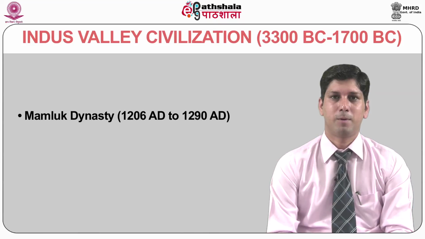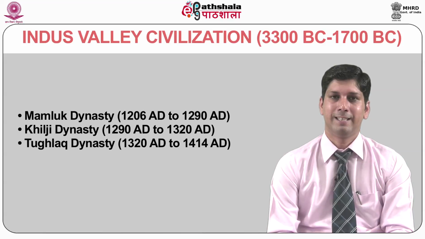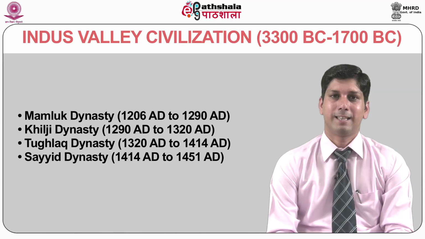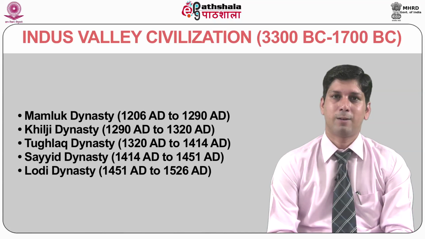The first one is the Mamluk dynasty, that is from 1206 AD to 1290 AD. Then the next is the Khilji dynasty, that is 1290 AD to 1320 AD. Then there is the Tughlaq dynasty, that is 1320 AD to 1414 AD. Then there is the Sayyid dynasty, 1414 AD to 1451 AD. And the last one was the Lodi dynasty, that is from 1451 AD to 1526 AD.